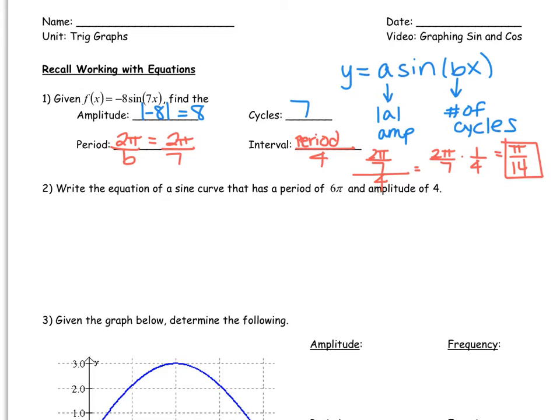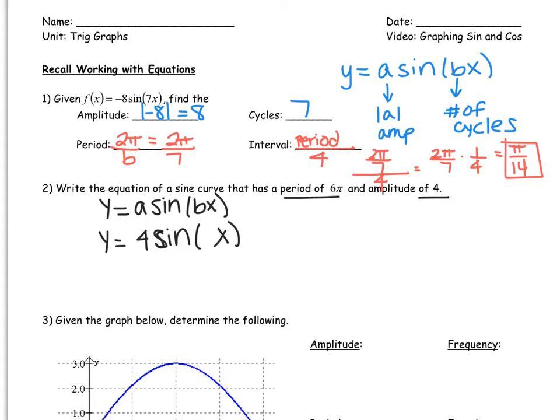Okay, now the second question. Write the equation of the sine curve that has a period of 6 pi and an amplitude of 4. Okay, so to answer this question, we need to write an equation, y equals A sine bx. Well, they tell us the amplitude is 4, so y equals 4 for the A. And then the problem is that we don't know what the number of cycles are.